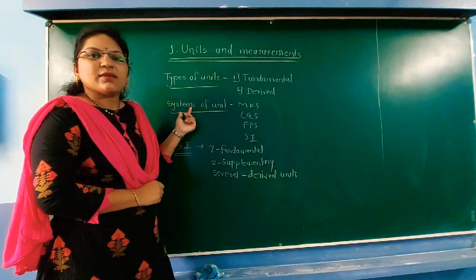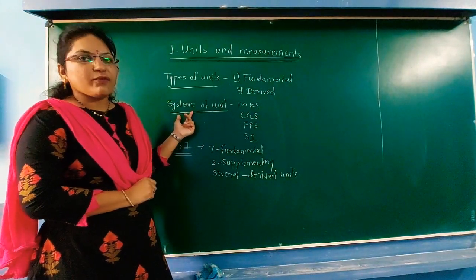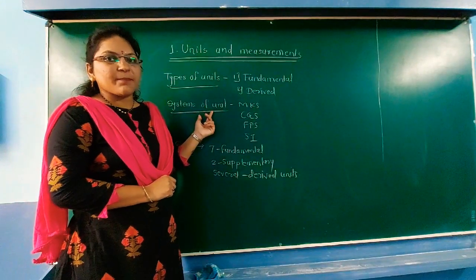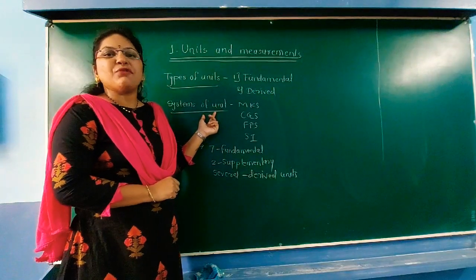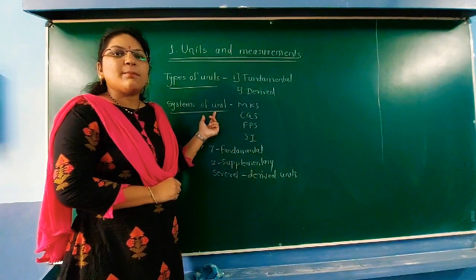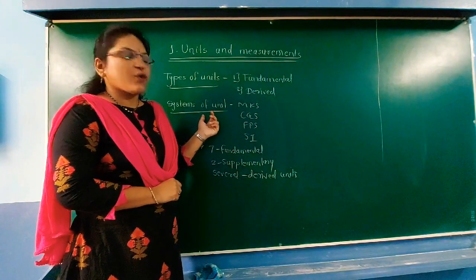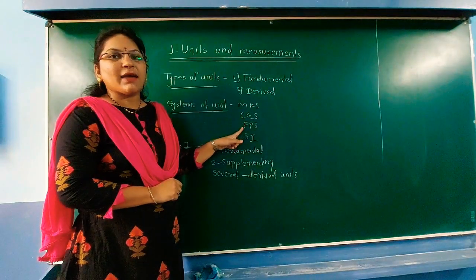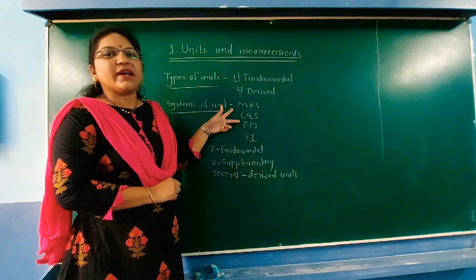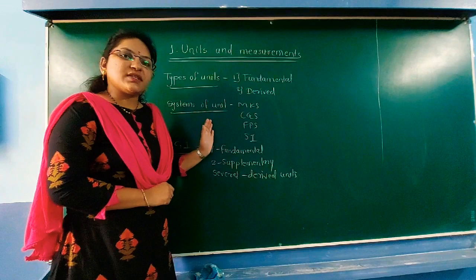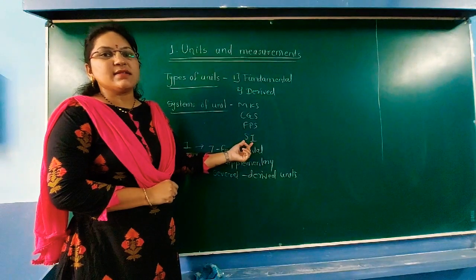Then we saw what a system of unit is. A set of fundamental and derived units is called a system of unit. Depending on three fundamental quantities, length, mass and time, there are three systems of units: MKS, CGS and FPS. But while using these systems, some problems were arising, so all nations decided to develop a common system of unit called the SI system.